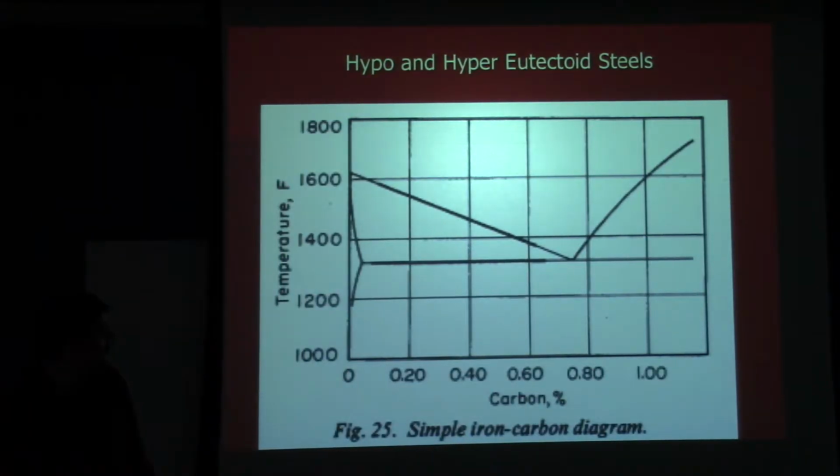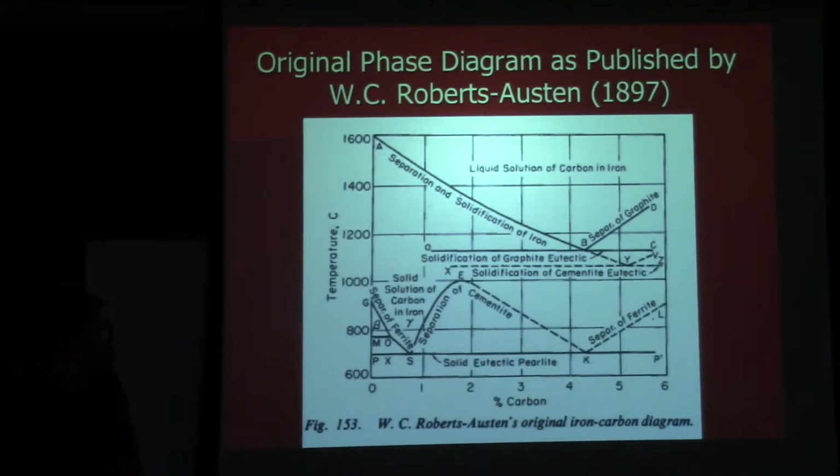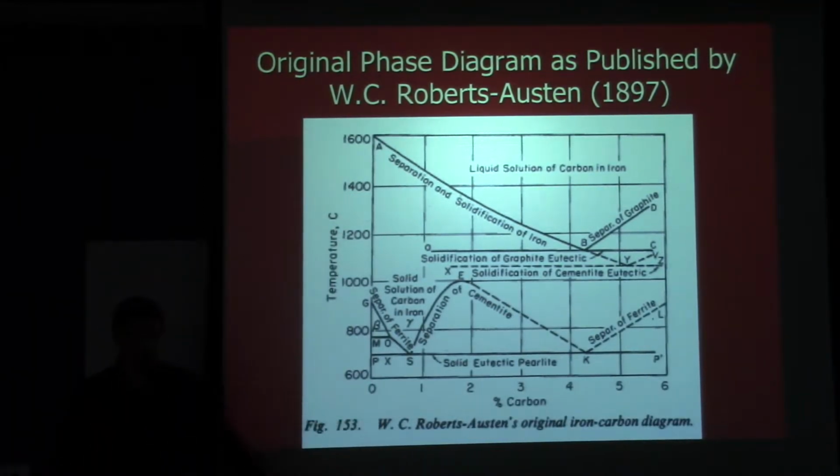So that you might recognize as something very similar to the iron-carbon phase diagram. And that's exactly what it is. And that's how we get an iron-carbon phase diagram. So here we have a picture of the first published iron-carbon phase diagram. This was published in 1897 by a fellow named Roberts Austin. Well, W.C. Roberts Austin is a British guy.